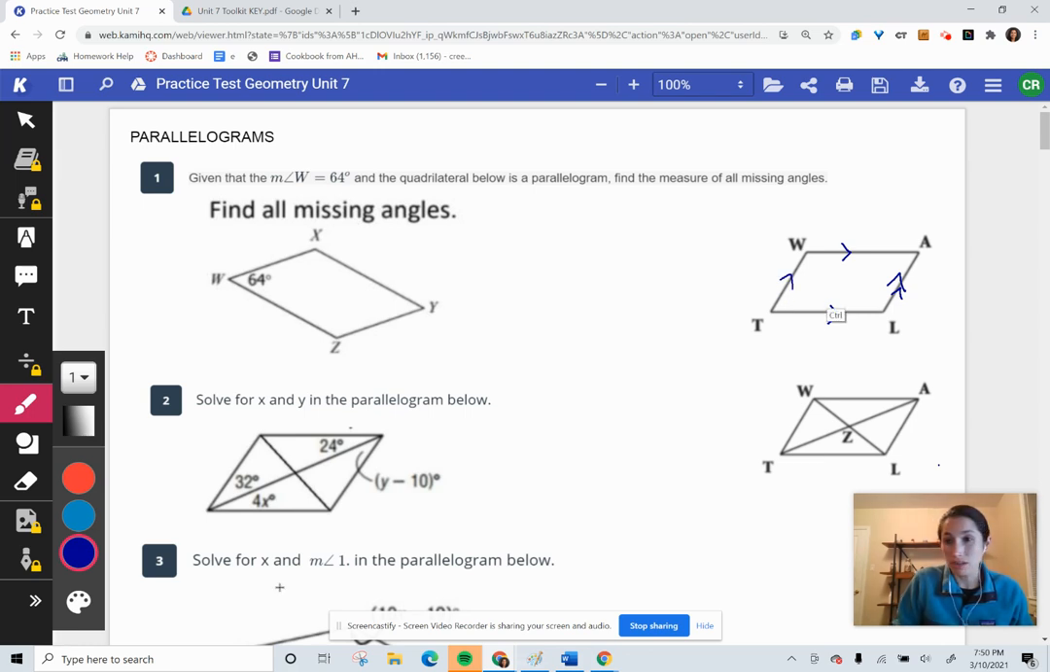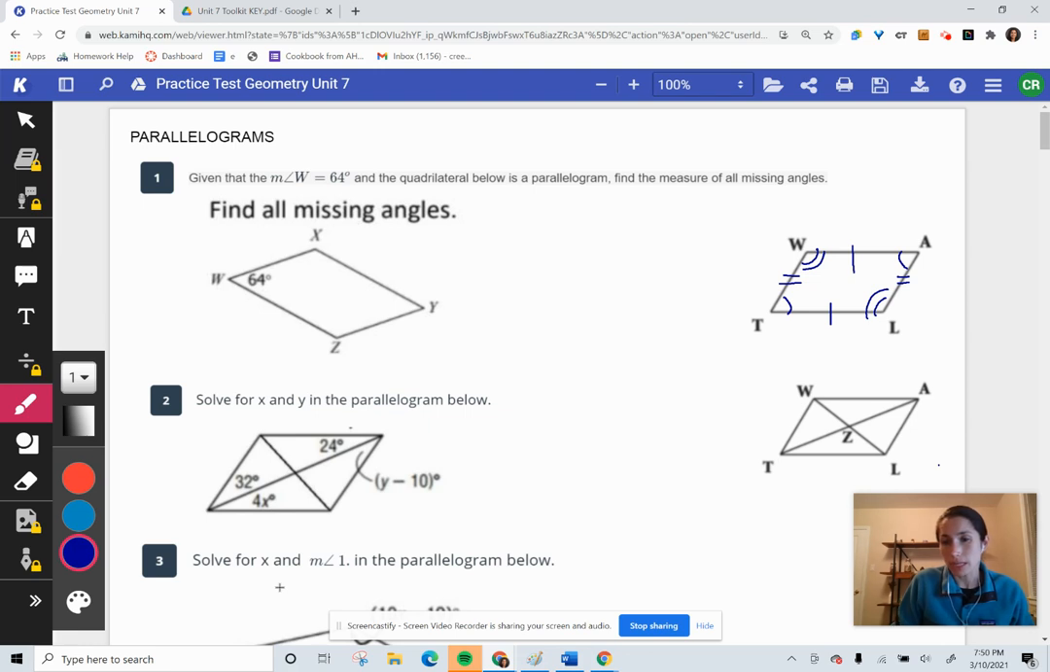Okay, that's the definition. And then one of the first properties was that we had opposite angles that are congruent, A and T, W and L. We also have opposite congruent sides. And then some of our other properties had to do with, actually, I'll just go ahead and leave those marks on there. Some of our other properties had to do with creating alternate interior angles.